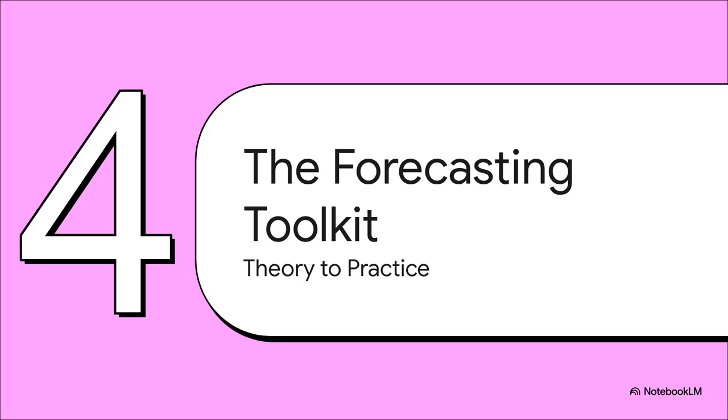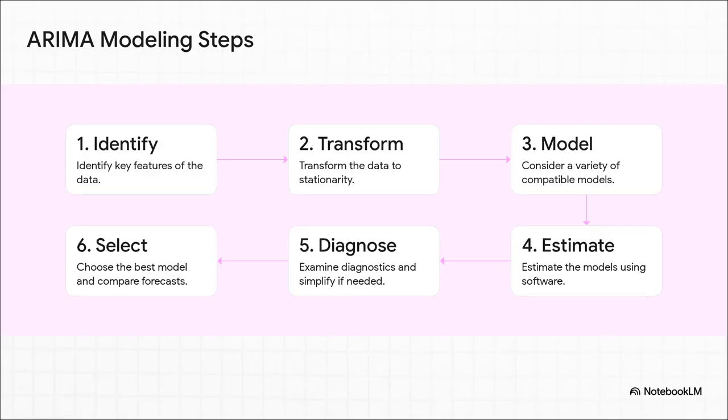Now, let's put it all together and see how an ARIMA model actually gets built in the real world. The classic Box-Jenkins methodology gives us a really clear step-by-step recipe to follow. First, you identify the data's features with tools like the ACF plot. Then you transform the data to make it stationary. You try out a few potential models, check out how they perform, see if you can make them simpler, and finally, you choose the best one. It's a really structured and powerful process.